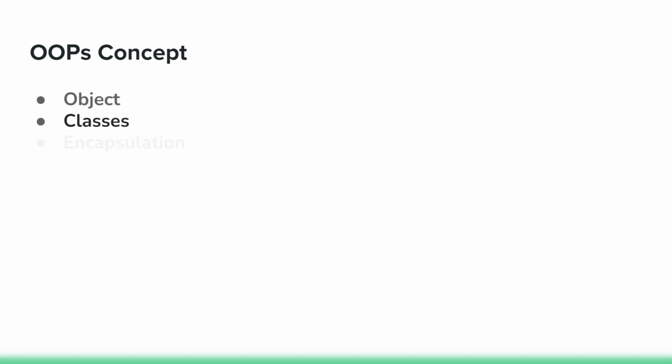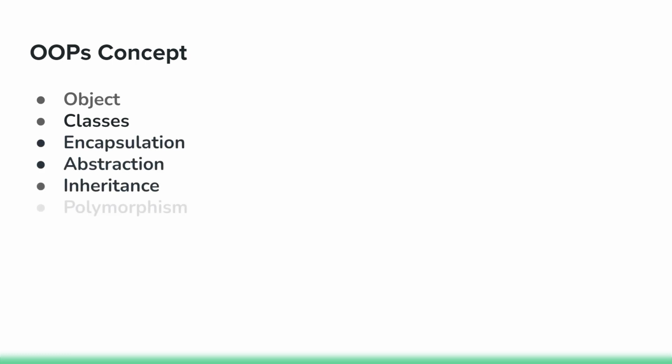Object, classes, encapsulation, abstraction, inheritance, and polymorphism. Those are important things in the OOPs of the language. Any languages such as Java, C#, C++ have the same things like classes, encapsulation, abstraction, inheritance, polymorphism, and so on and so forth. So we need to know everything inside there: classes, encapsulation, abstraction, and many other things. So let's look at that.